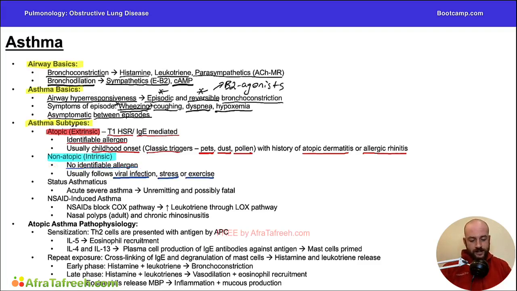Next, there is status asthmaticus. So status asthmaticus is acute severe asthma, and this episode of asthma is usually unremitting, so it's not stopping, and due to this it could possibly be fatal. And a classic setup for status asthmaticus is someone has asthma for a long time, and then all of a sudden they go into status asthmaticus, which is a really severe bad episode of asthma that's unremitting.